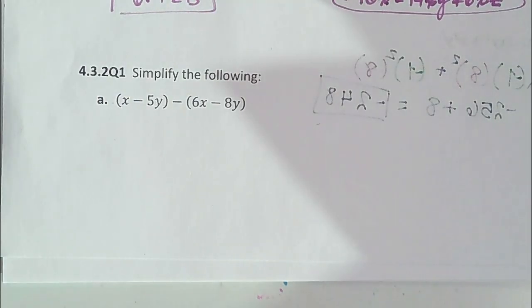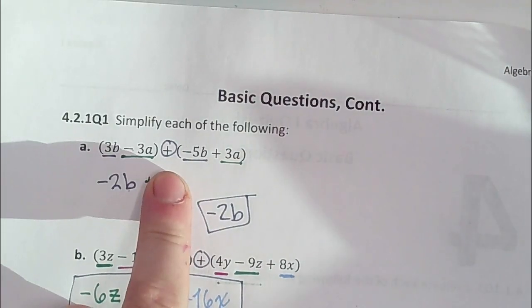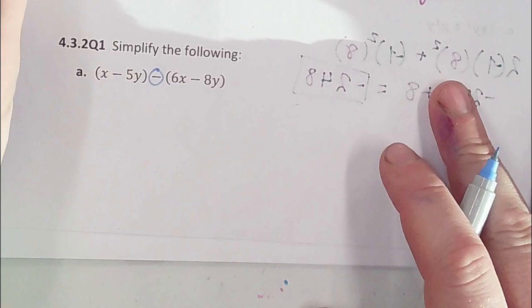4.3.2 says simplify the following. And a lot of people miss this, especially after doing the last one. This is telling us to subtract. So it's very similar to this last problem up here and here, except instead of adding them, we're going to subtract them.